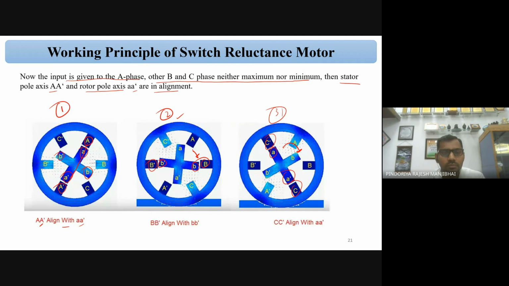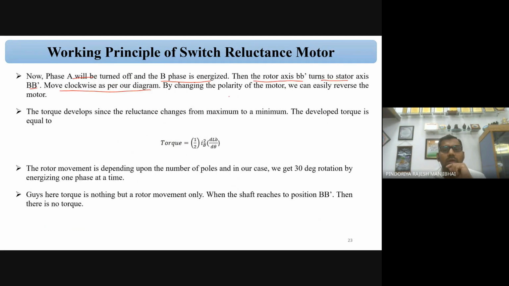First condition is here. Second one, there is again a clockwise direction. By changing the polarity of the motor, we can easily reverse the motor. Suppose you want to change the motor direction, so just change the supply polarity.